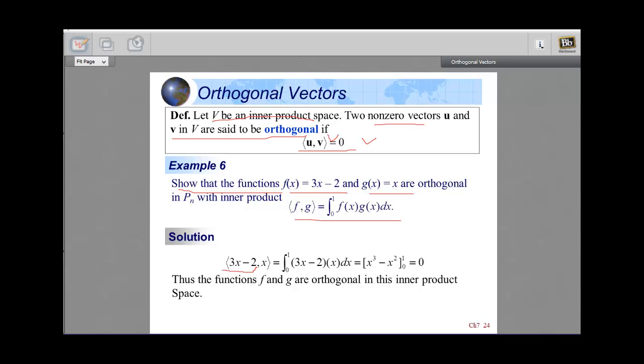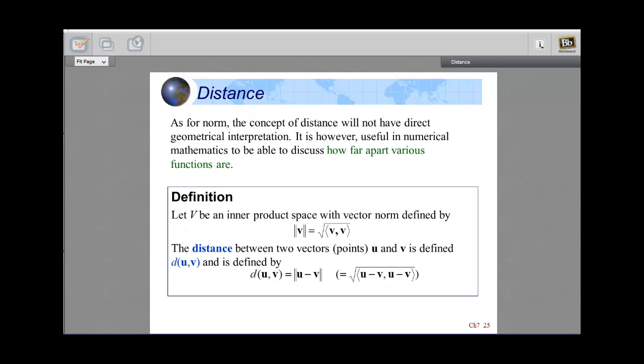One function is f(x), the other function is x. So just put in formula number 1, as given inside the question. You will write f(x) and g(x) and integrate from 0 to 1. When you integrate, that will be equal to x cubed minus x squared, and just apply the upper limit minus lower limit, that will be equal to 0. So that's the same thing.